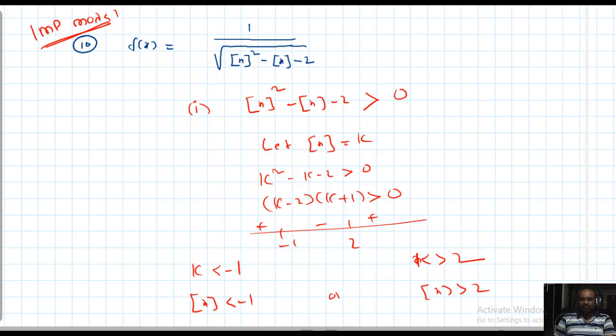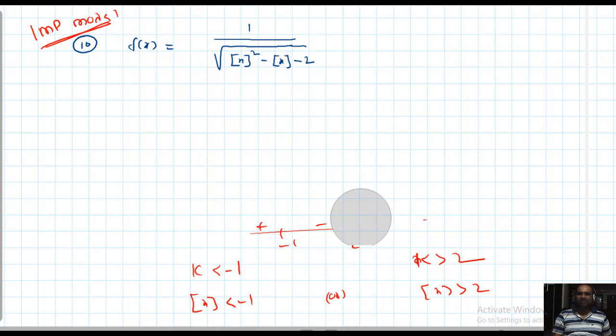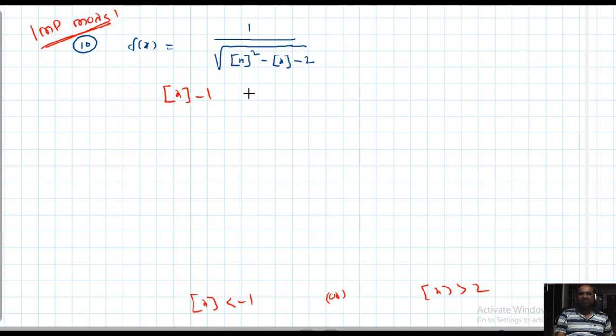Okay. How to solve this? That is not at all easy. Observe, all of you. I think this portion is no need, I explained clearly. Two things I got, and I want to write those two things here: mod x less than minus 1 or mod x greater than 2.